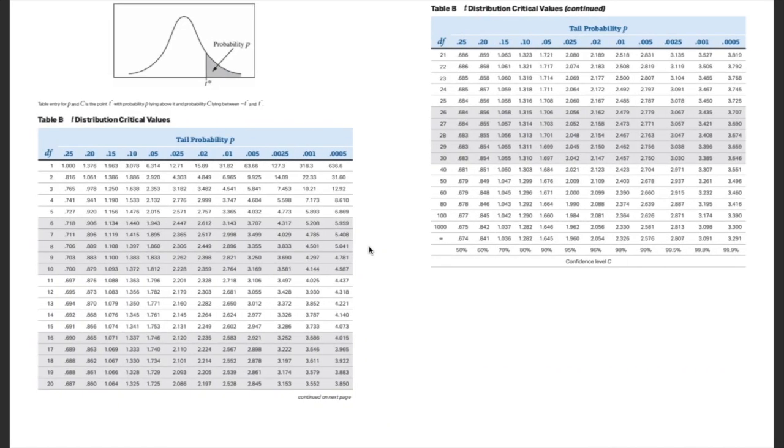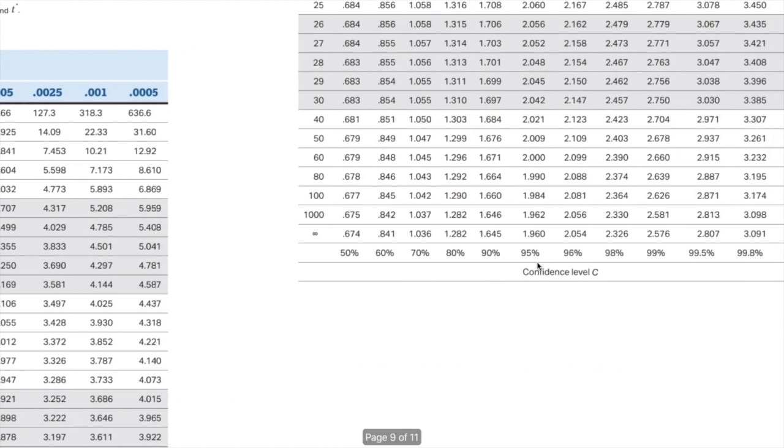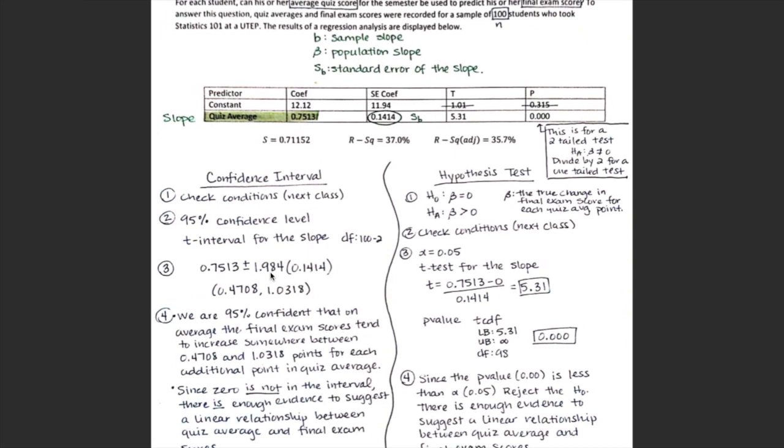So if you look at your table, 95% confidence, and then we're looking for 98, which it doesn't have. It skips from 80 to 100. That's fine. Just go to the closest one and estimate. So about 1.984. That's where I got that number from.